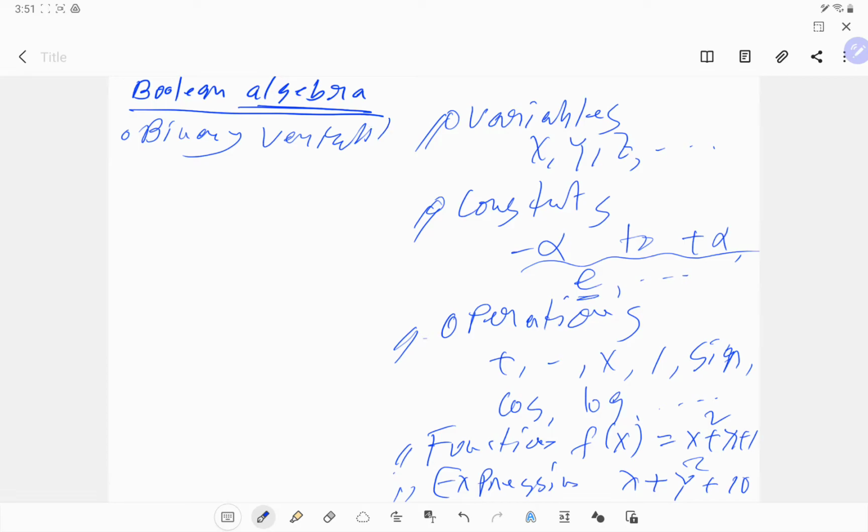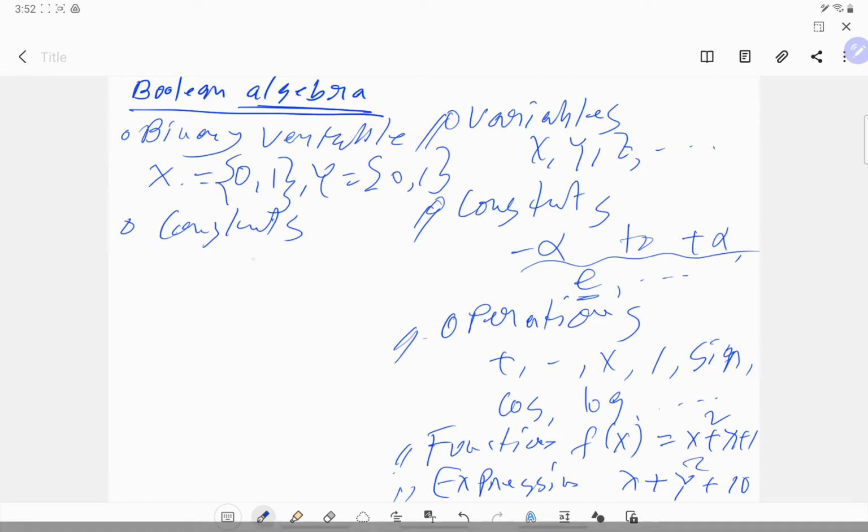So what are binary variables? Each variable, such as x, can consist of 0 or 1. y can consist of 0 and 1. So every variable in Boolean algebra can consist of either 0 or 1. Then the constants. We do not have an infinite number of constants in this case. The constants can be 0 or 1. That's it.